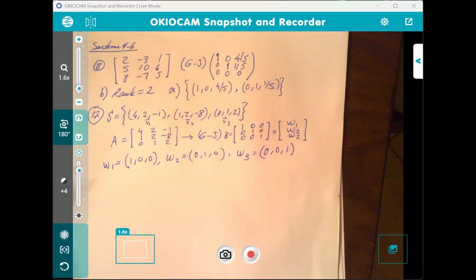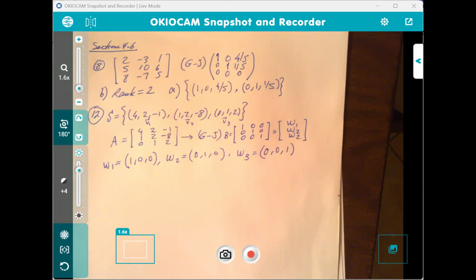Okay. Any questions? Anyone? If not, let's take a look at another one. How about find a basis for the subspace R4? This is kind of like number 12. It's just instead of R3, you have R4. So it's the same process.